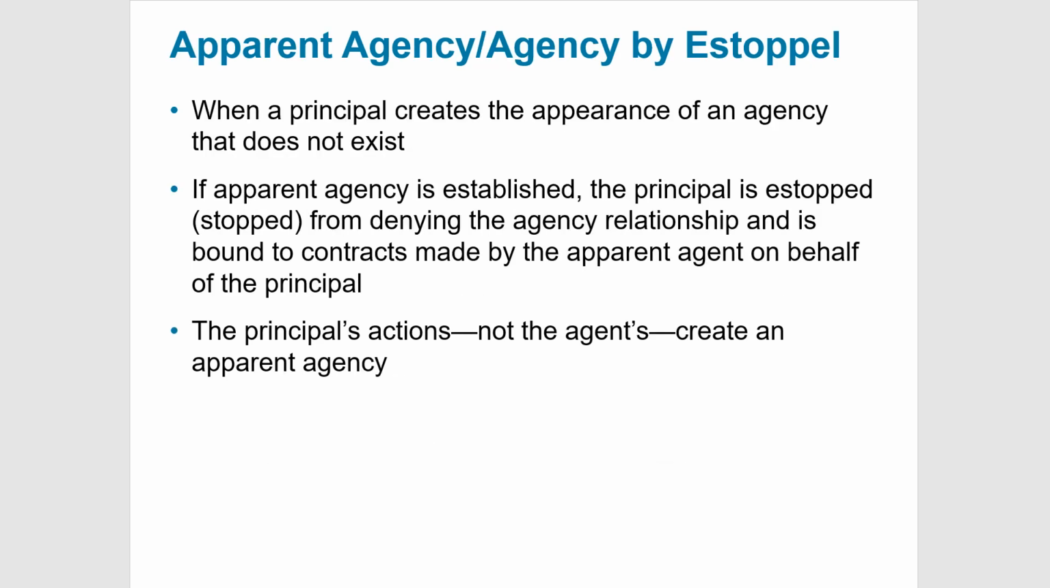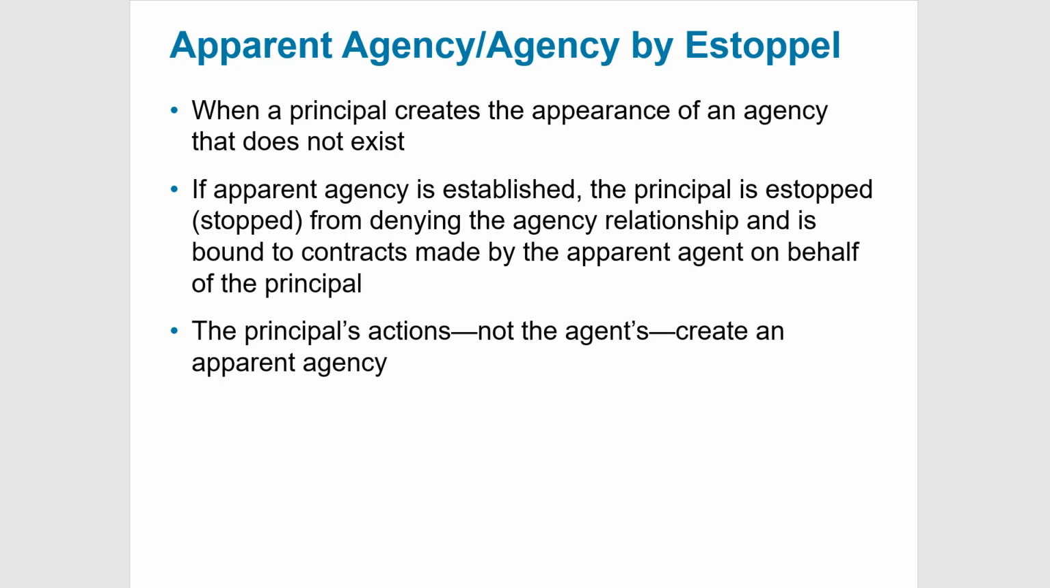Next, we look at apparent agency, which is also known as agency by estoppel. This is when a principal creates the appearance of an agency that actually doesn't exist. If the apparent agency is established, the principal is estopped. That translates into just being stopped.